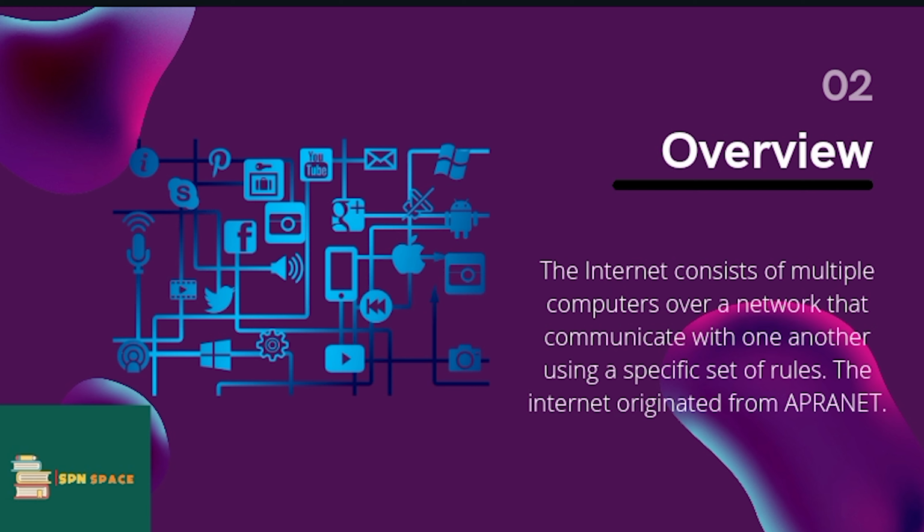ARPANET was a network that became the basis for the internet, based on the concept first published in 1967. ARPANET was developed under the direction of the US Advanced Research Projects Agency, ARPA. In 1969, the idea became a modest reality with the interconnection of 4 university computers.